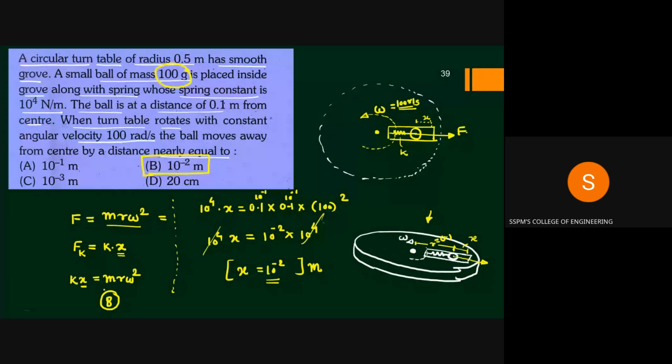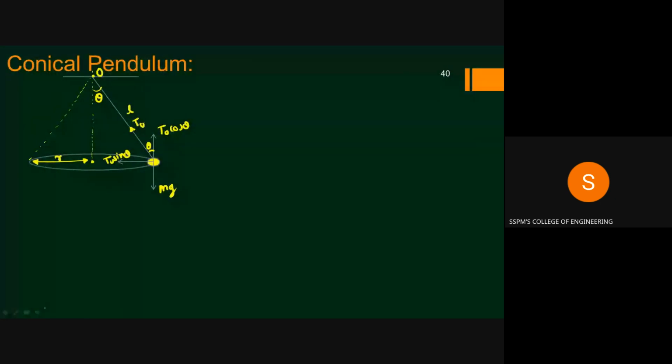To solve this type of problem, you should know the formula of centrifugal force and, second, the formula for the spring force. This 10 to the power 4 Newton per meter is nothing but the spring constant, that is K, and x is the deformation of the spring. Okay, now the next concept.